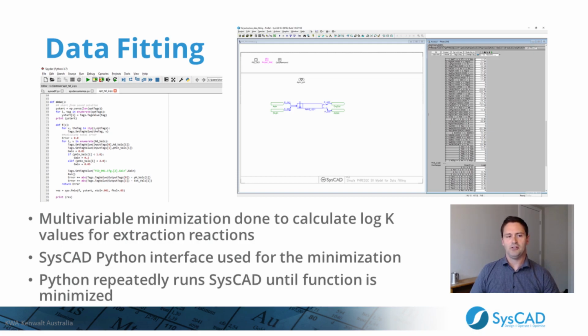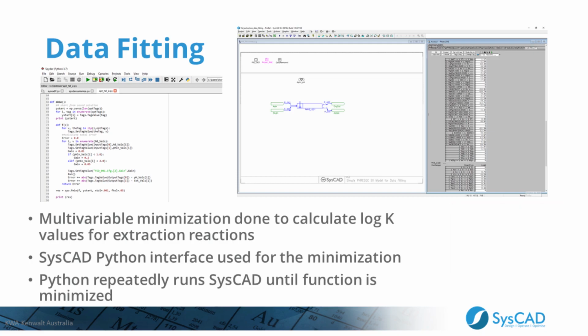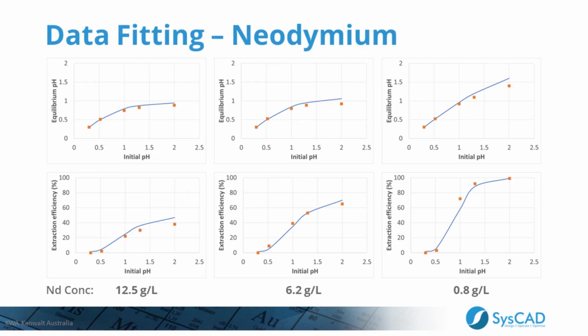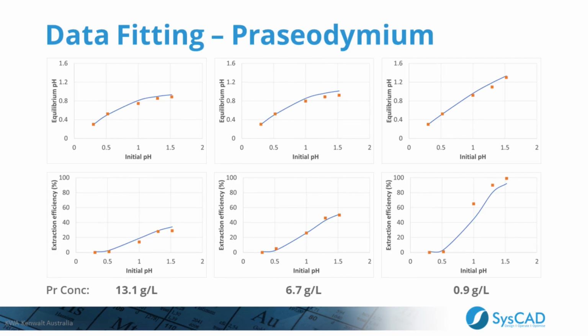So for the data fitting exercise, we used a Python interface. SysCAD can be controlled remotely from Python via the COM interface. So basically, we can use some of the optimization libraries within Python to calculate what the log K values are to fit the data. So this is what we did. These are the fitting results. This is for neodymium, with the neodymium varying concentrations, as you can see at the bottom. And praseodymium fitting was also very similar.